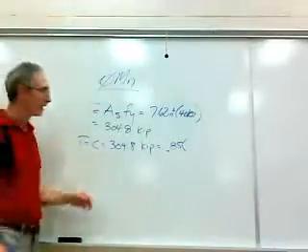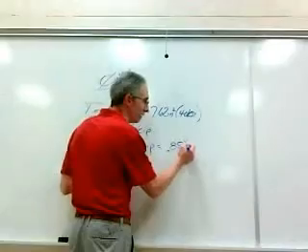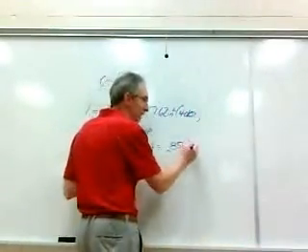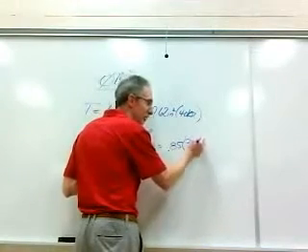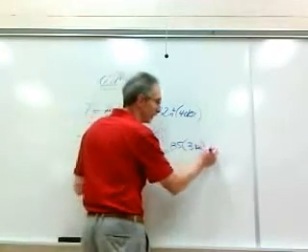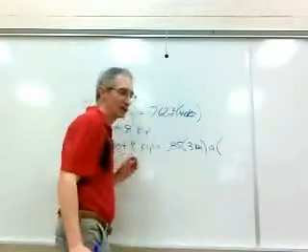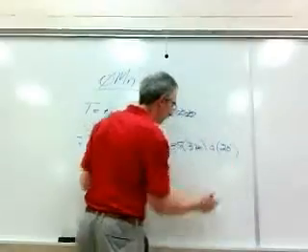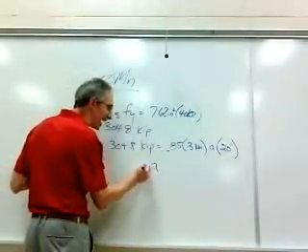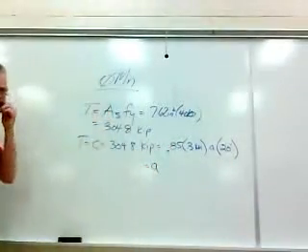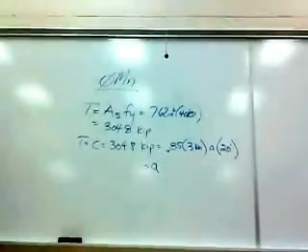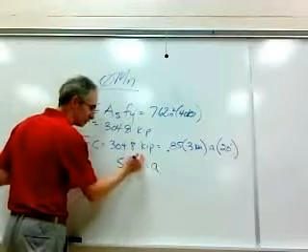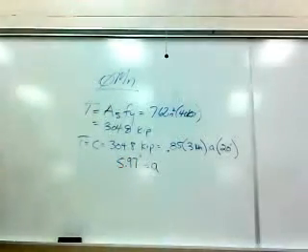So 304.8 kips is equal to 0.85 F prime C, they say 3,000 PSI, but I'm working in kips, so I'm going to say 3 KSI, times A times B, and the width of our beam is 20 inches. So I solve for A here, and A comes out to be what? 5.97. Anybody confirming this for me?